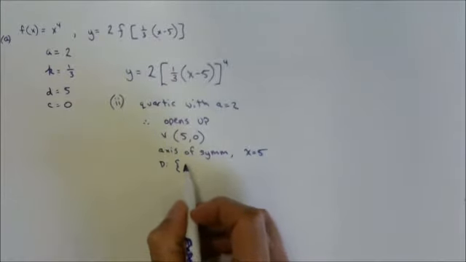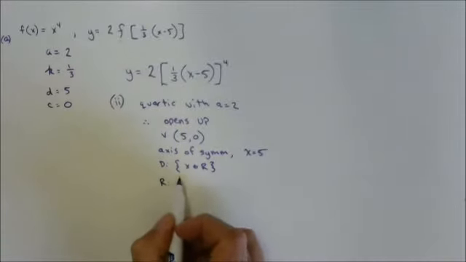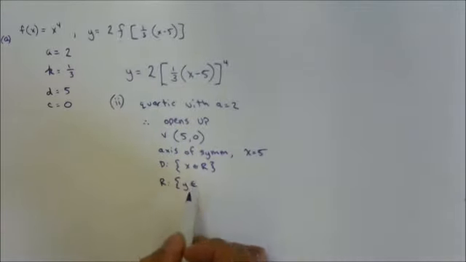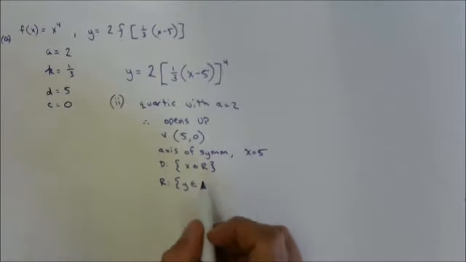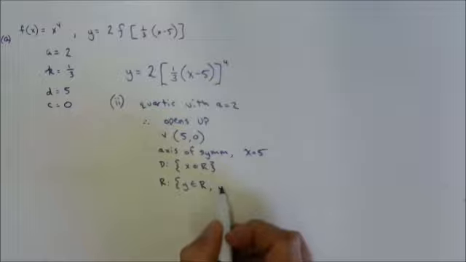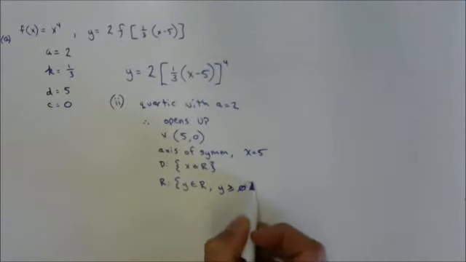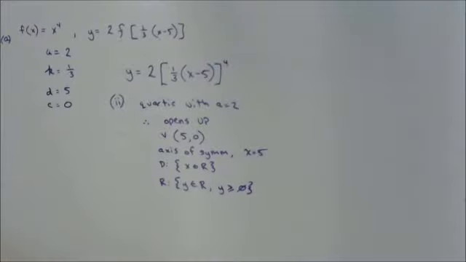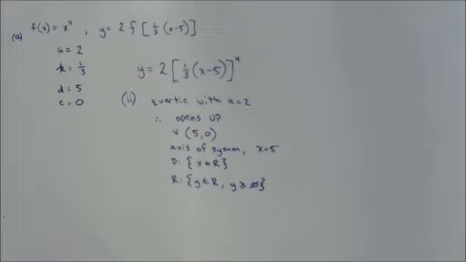Domain, no restrictions. X belongs to the set of real numbers. Range, y has restrictions because it opens up with a vertex at 0. So we've got y belongs to the set of real numbers such that y is greater than or equal to 0. Not so bad, right? Let's do one more.